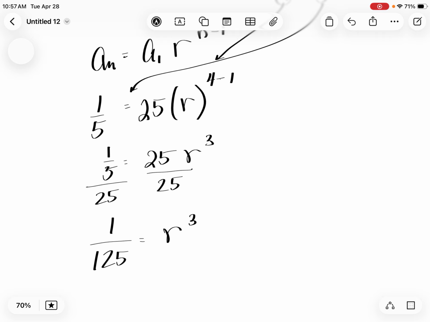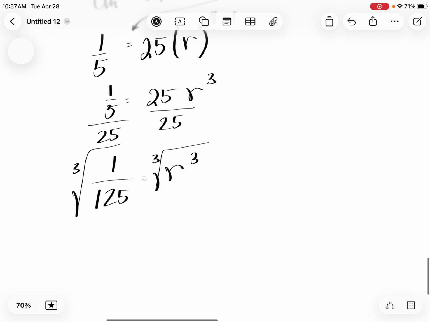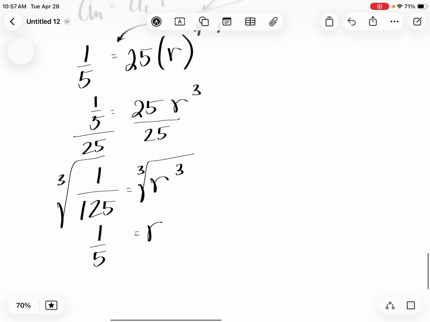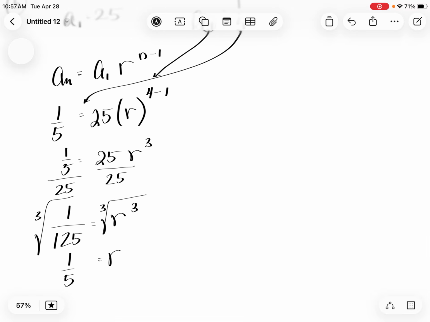And then to get rid of the exponent, I cube root it. Don't forget, you cube root the top and the bottom separately. And you end up with 1/5. Not plus or minus because it's a cube. So then the nth term would be 25 is your A1, 1/5 is your ratio, and n minus 1.